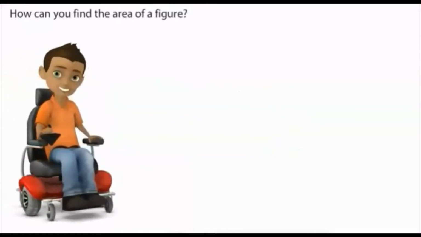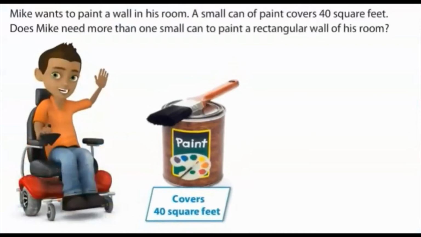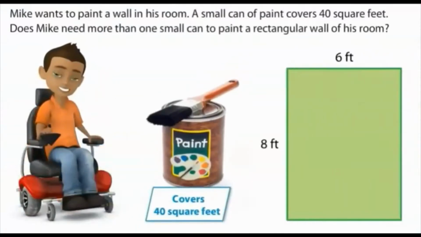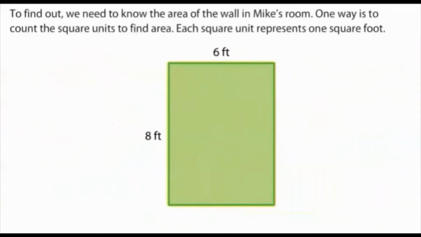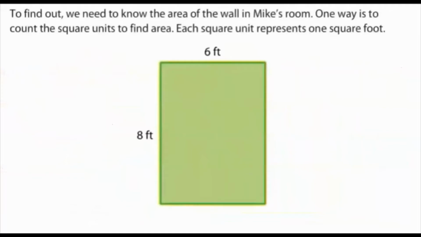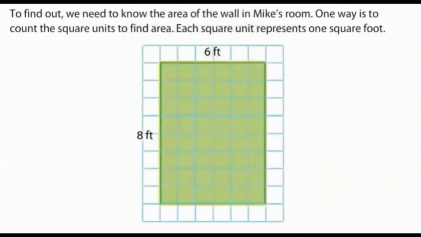How can you find the area of a figure? Mike wants to paint a wall in his room. A small can of paint covers 40 square feet. Does Mike need more than one small can to paint a rectangular wall of his room? To find out, we need to know the area of the wall in Mike's room. One way is to count the square units to find area. Each square unit represents 1 square foot.